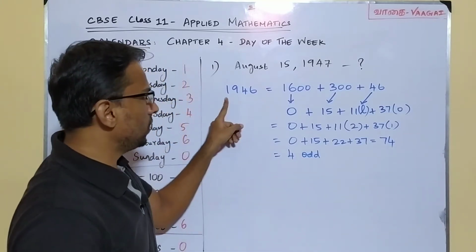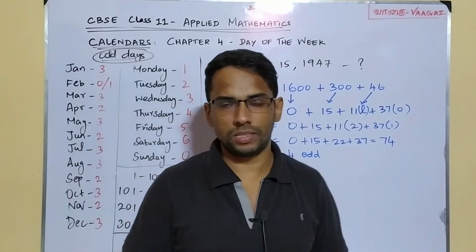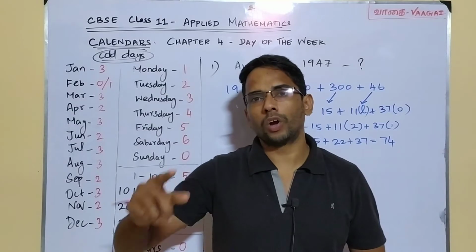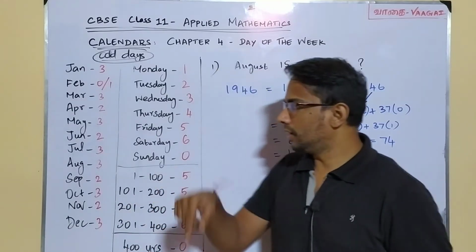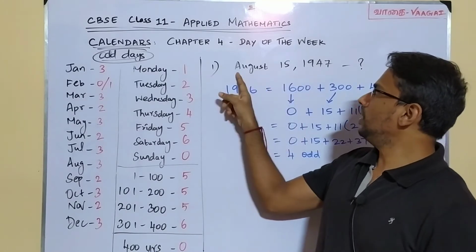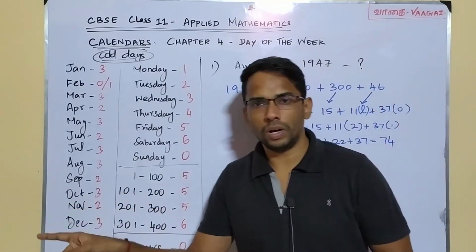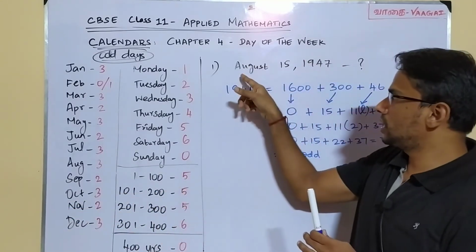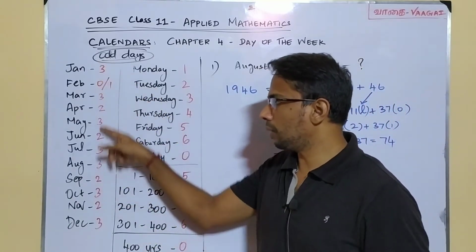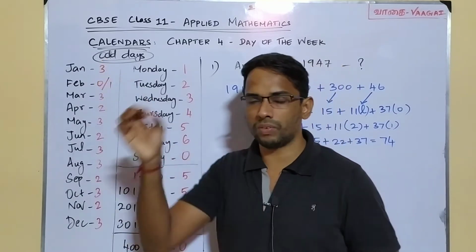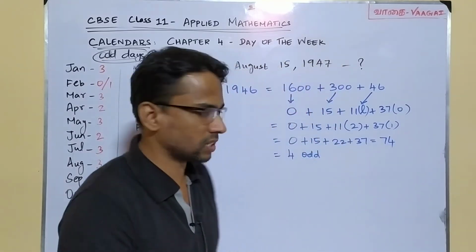Next, we have completed 1946. We got 4 odd days. Now what is our next step? Now we are going to enter the year 1947, right? And in 1947, which month are we going to reach finally? We are going to reach the August month. And for that reason, we have to cover all the first 7 months, I mean from January to July. That's our next task, right?